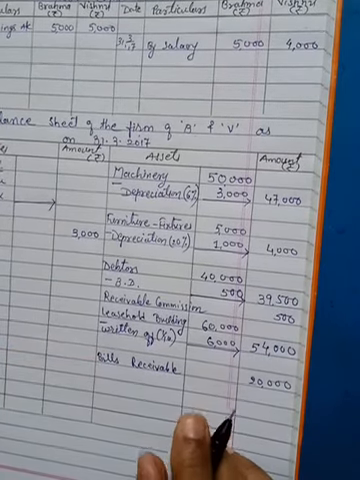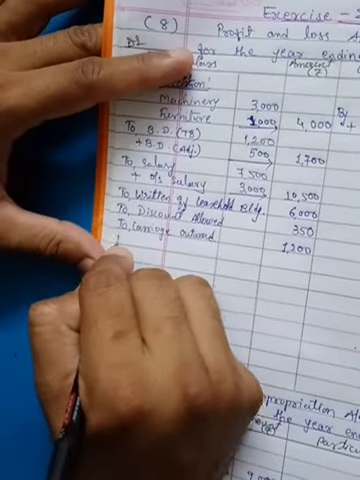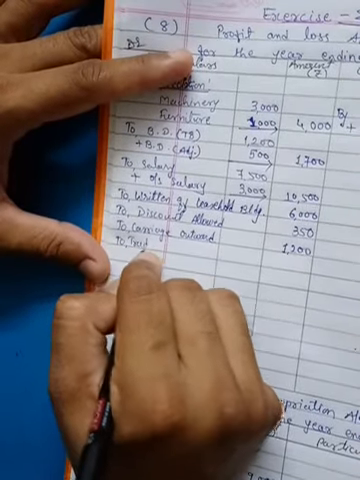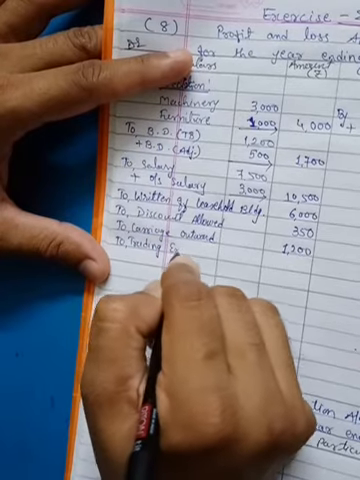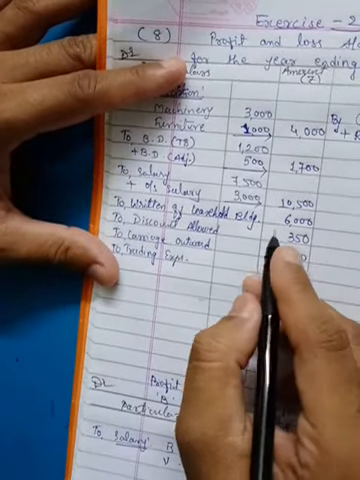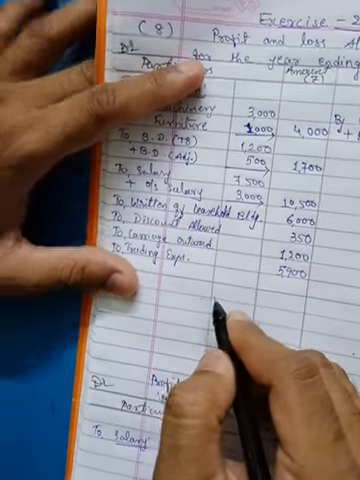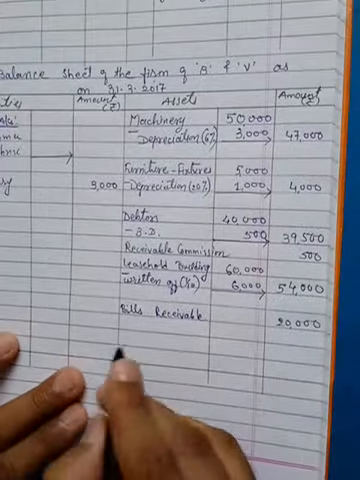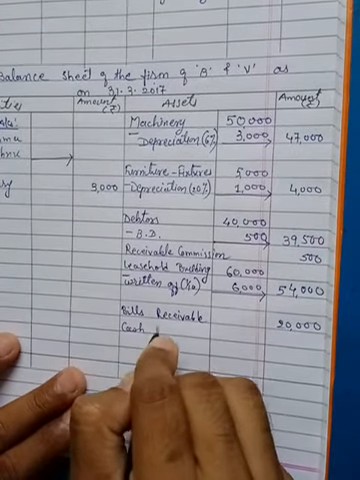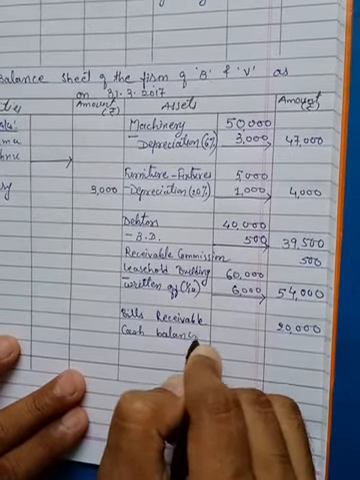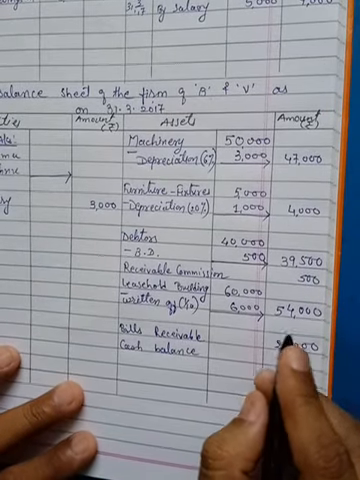Then trading expenses is our expense, so on the debit side of the profit and loss account, trading expenses, which is 5,900. Then cash balance is our asset, so it is shown on the asset side of the balance sheet, cash balance, which is 6,000.